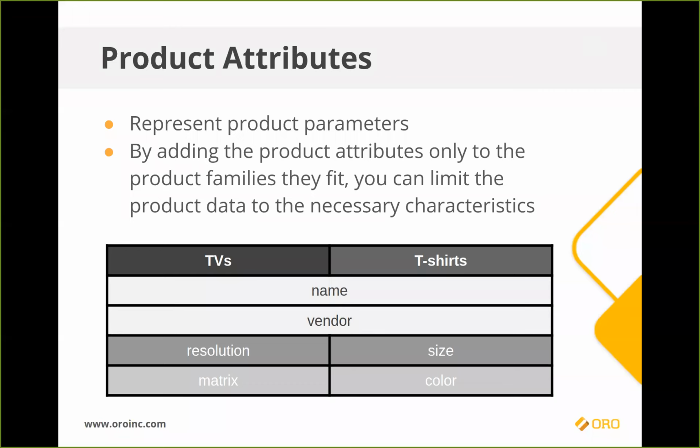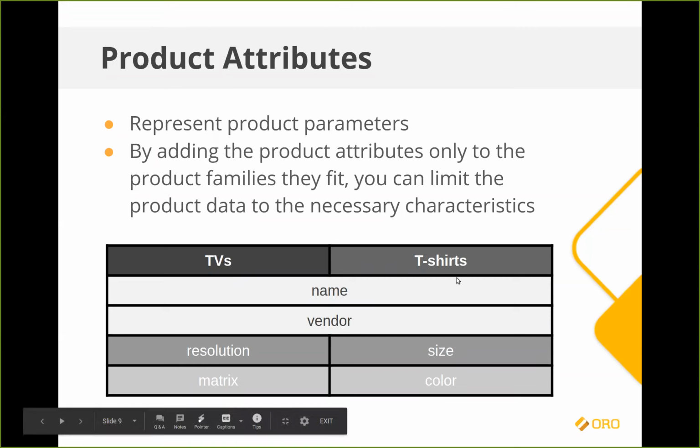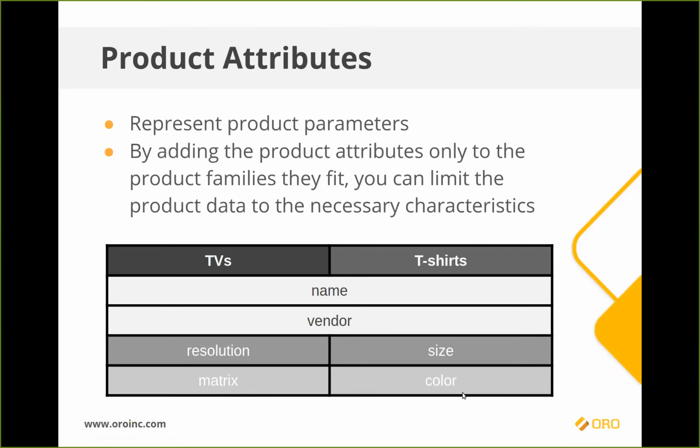Some product attributes may be shared between the different families, and it's absolutely fine because, for example, all products have a name, all products have a vendor, but for example, TVs have resolution and matrix, while t-shirts have size and color. The number of attributes is unlimited.